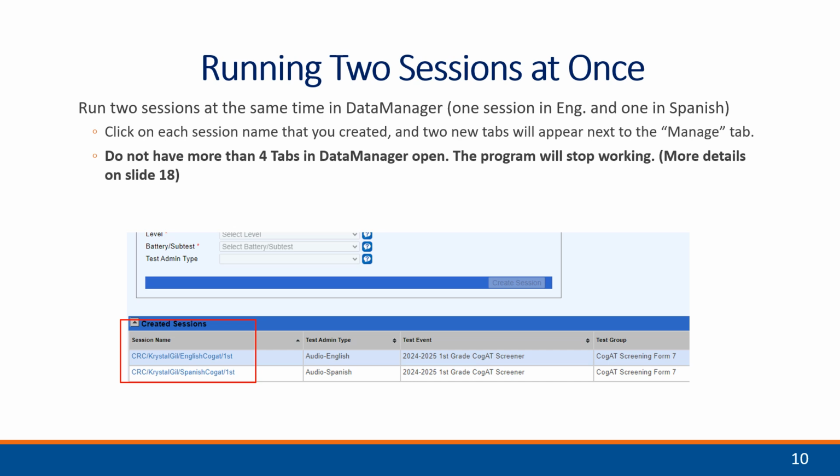These are the instructions for running 2 sessions at once. So once you've created your English and Spanish sessions, go ahead and click on both of the session names. I put a little red box over the names, so go ahead and click each one. Once you do, there's going to be two tabs that will appear. One tab will be for English and one tab will be the Spanish session.